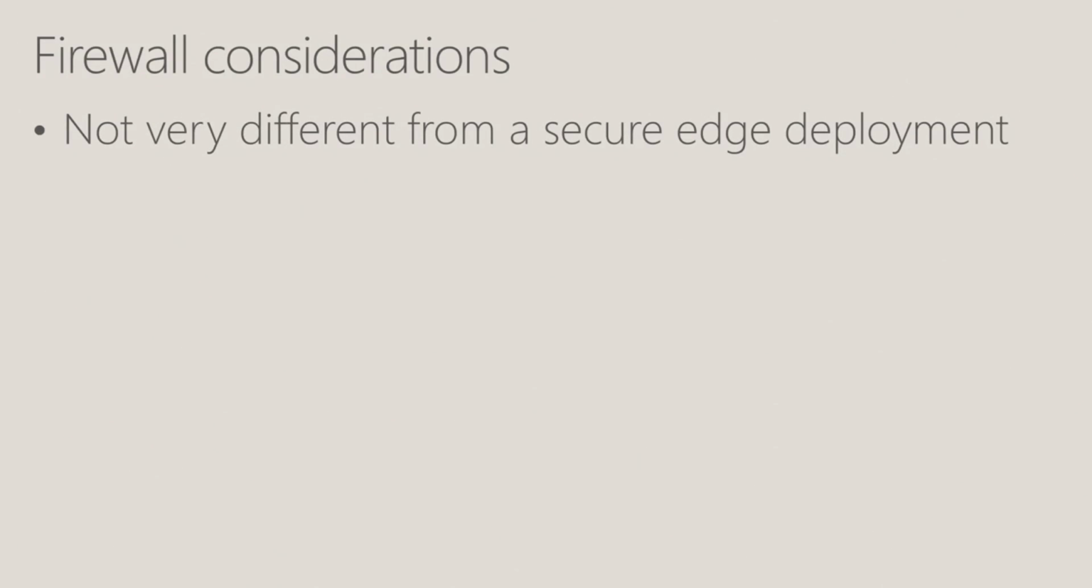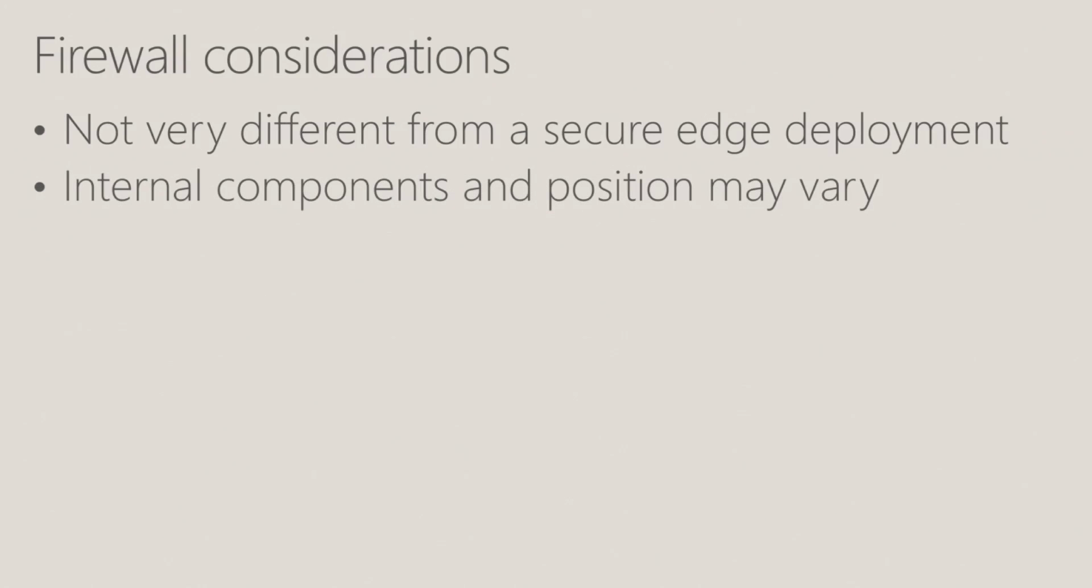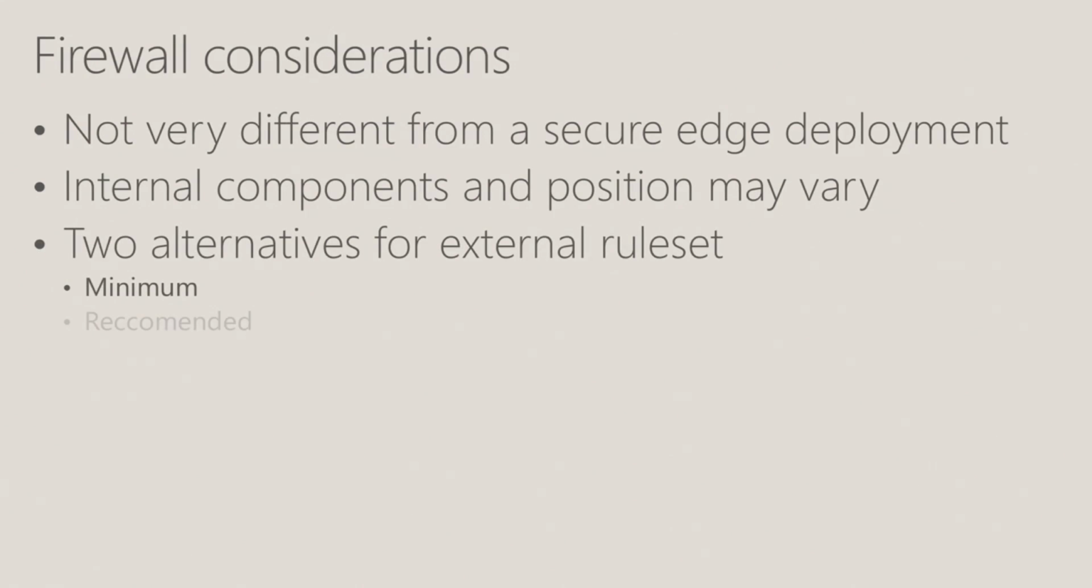Firewall considerations, they're not very different from an on-premises edge configuration. The internal components may vary, so that's why I don't have definite from and to addresses in my setup. And there are two alternatives for you. There is a minimum firewall setting, and there is a recommended firewall setting. I like that, not minimum and maximum, but minimum and recommended.